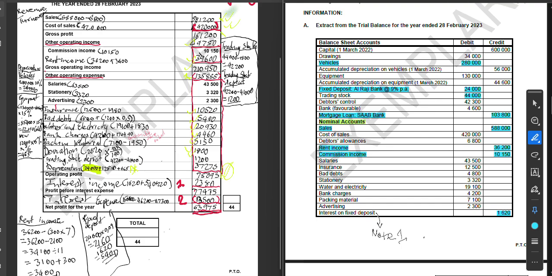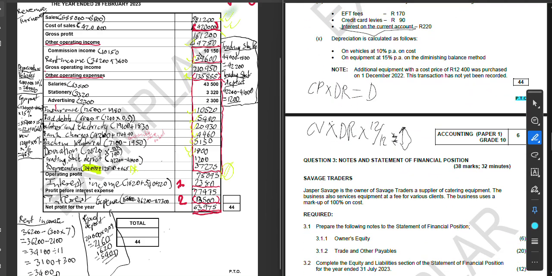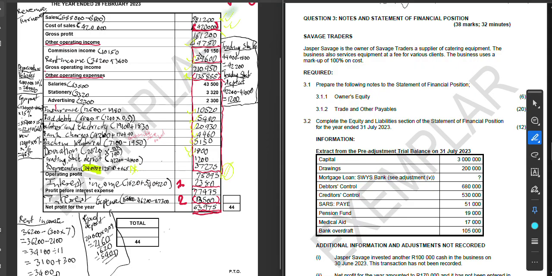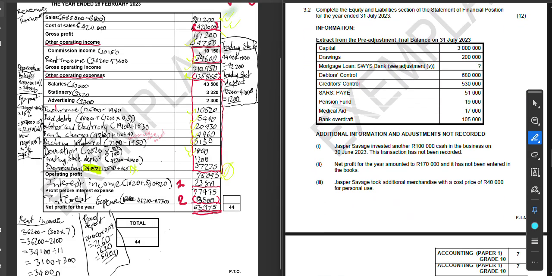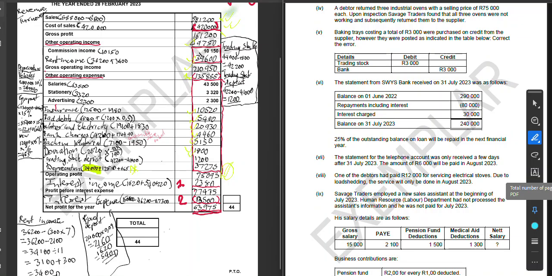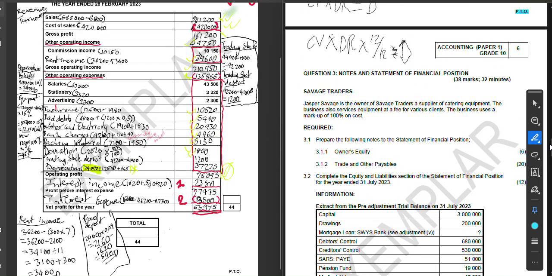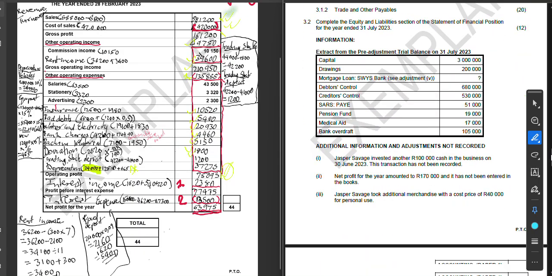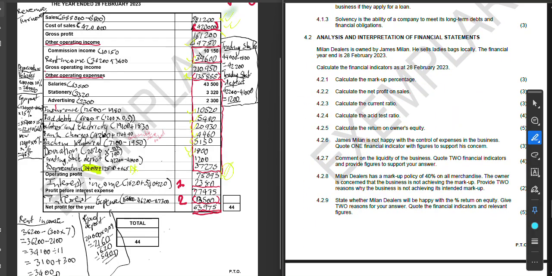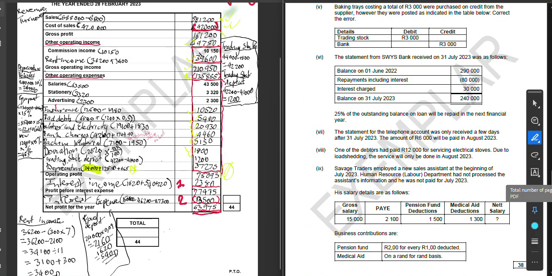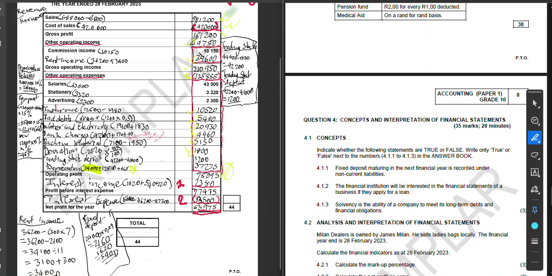Let us just see. This is question number 3. It is beautiful. We'll be doing note number 7, owner's equity, and note number 9, trade and other payables. Note number 8, trade and other payables. And that is what we are required to do, and then we are doing the statement of financial position. This will be done and completed as soon as possible.